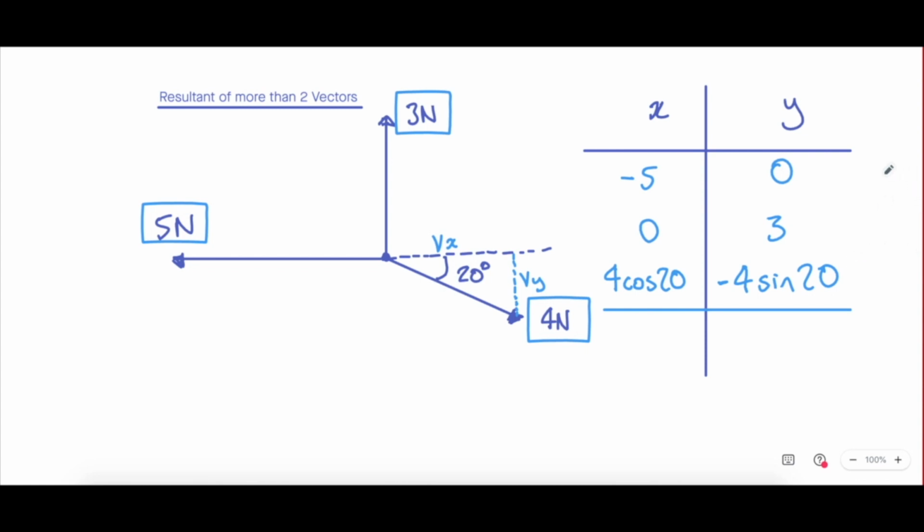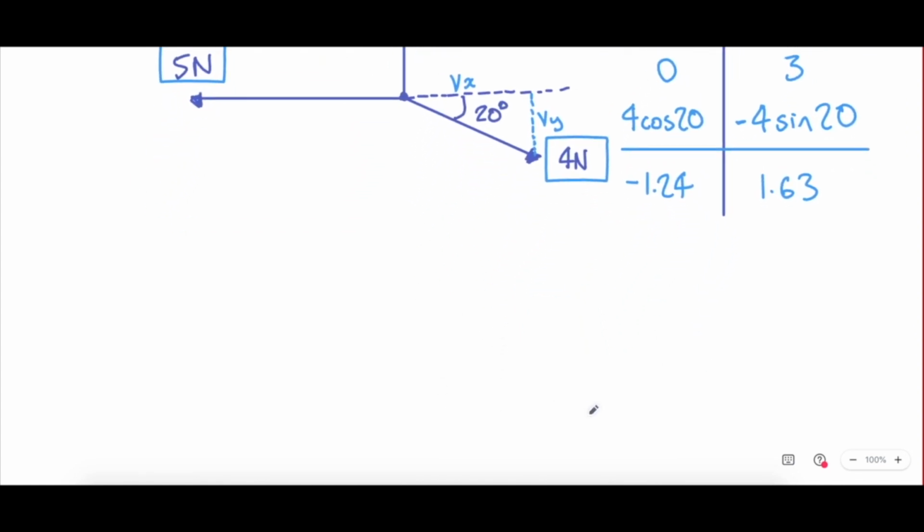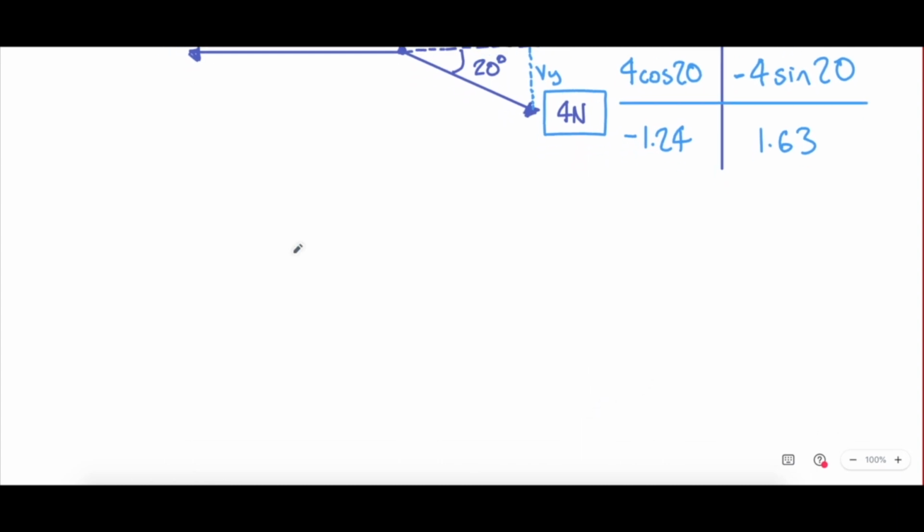Okay, so once you've done all of that, you add up your horizontal components and then you add up all your vertical components. And you should get minus 1.24 here and 1.63 here. So we've now just worked out the overall horizontal component and overall vertical component for these 3 vectors. But that's not the complete answer, because remember what we're trying to work out is the resultant of all 3 of these. So now we can look at how this would look if we just had 2 vectors.